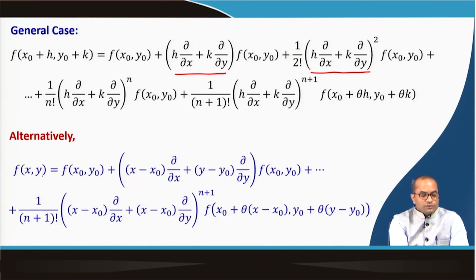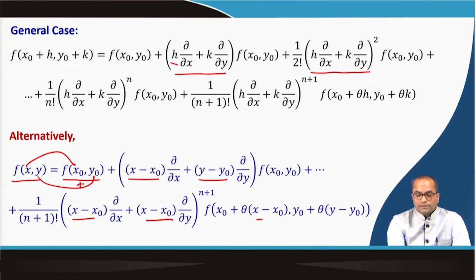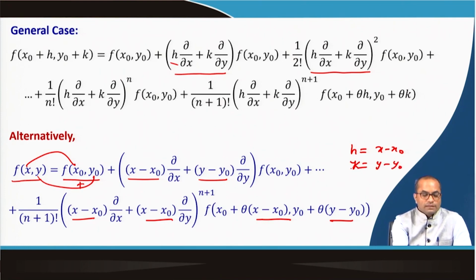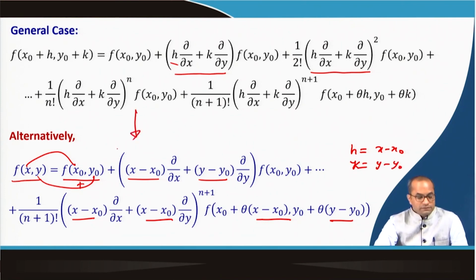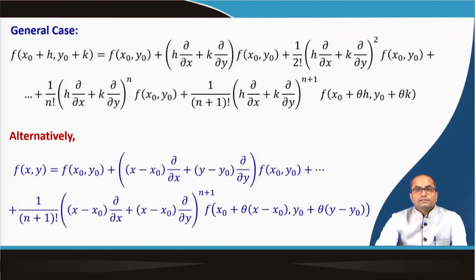Alternatively, this can also be written if we want to express f x y in the x naught y naught point. So, f x y is equal to f x naught y naught plus, then instead of this h, the differences will come: x minus x naught, y minus y naught, and so on. So, everywhere the h here basically is x minus x naught and k is y minus y naught. So, that is the only difference in this form of the Taylor's theorem we have.